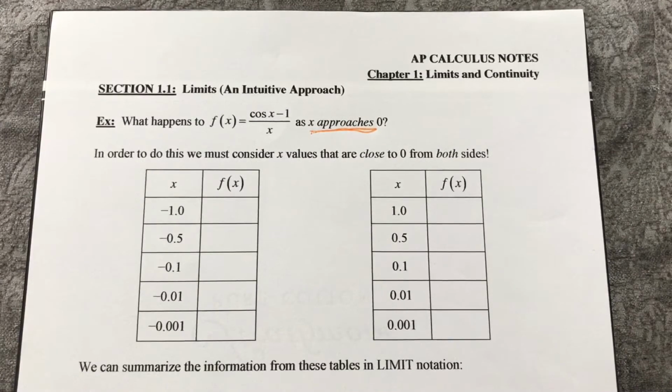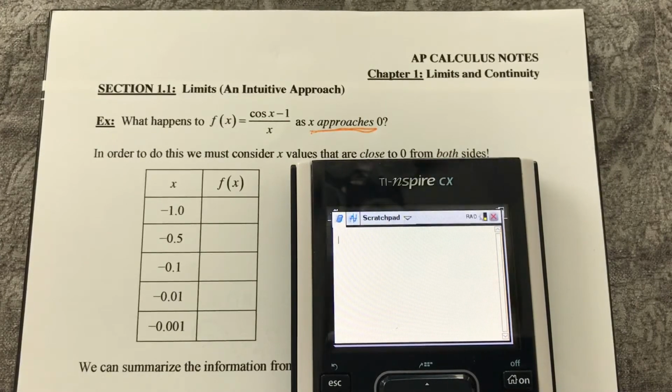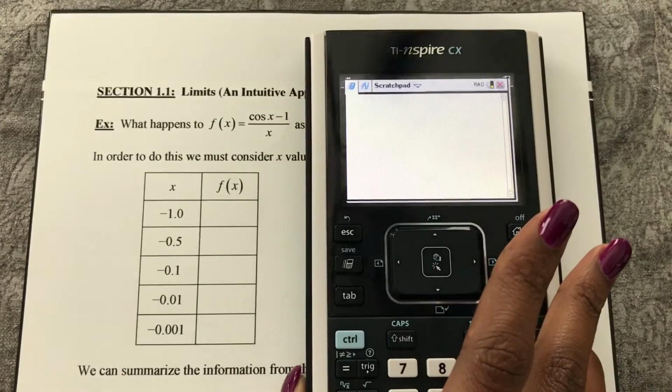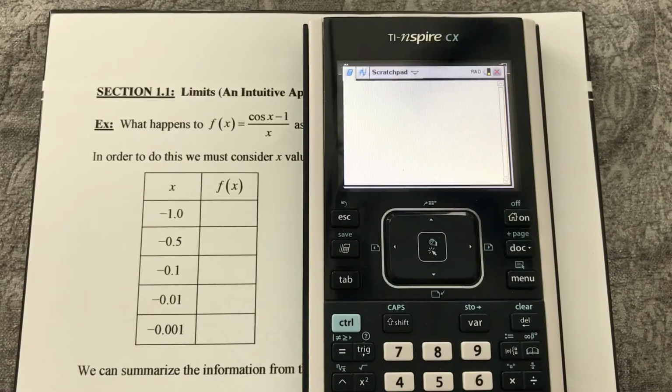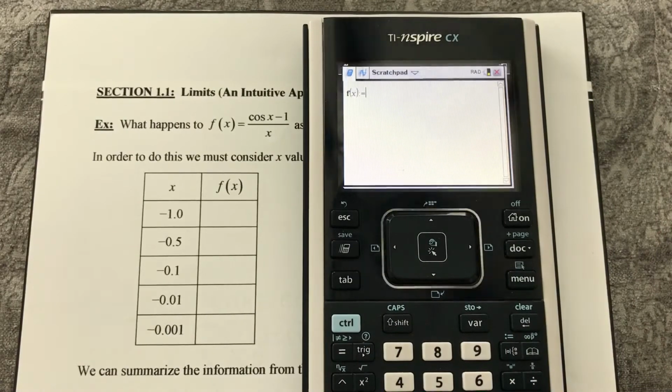So in order to investigate what's happening in this function, we need to consider x values close to 0 from both sides. So the quickest way to do that is with our graphing calculator. So I'm going to take you through this first table, and then I'm going to have you pause and actually try to do the second table on your own, and then we'll check. So the first thing I'm going to do is store this function in my calculator. So let's name it f of x, and then I'm going to store it as this function.